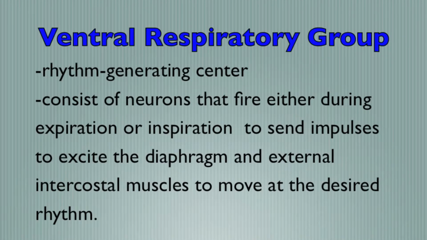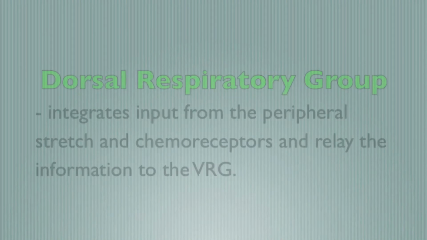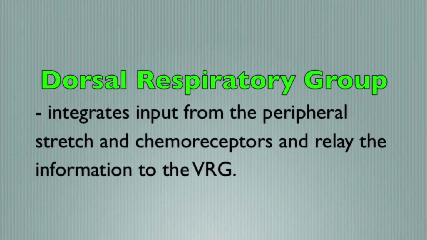The ventral respiratory group is a rhythm-generating center. It consists of neurons that fire either during expiration or inspiration to send impulses to excite the diaphragm and external intercostal muscles to move at the desired rhythm. The dorsal respiratory group integrates input from the peripheral stretch and chemoreceptors and relays the information to the ventral respiratory group.